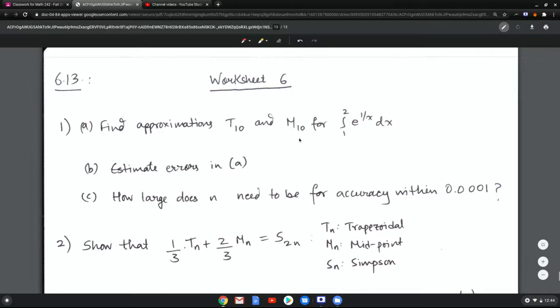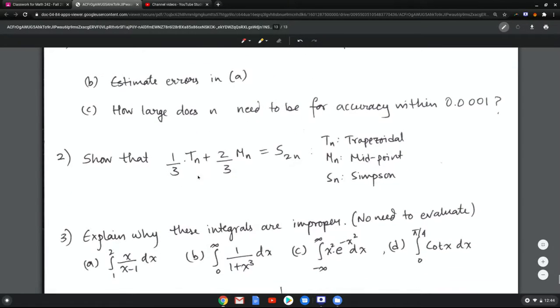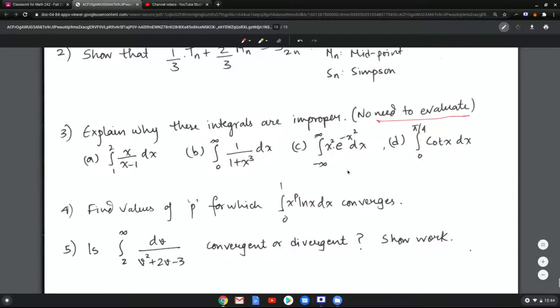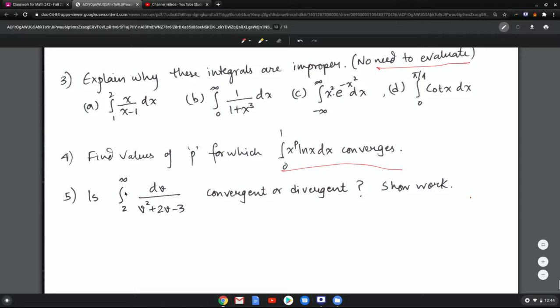Worksheet: find approximations T10, M10 for this function, estimate the error, and how large does n need to be for the accuracy. Show that in the formula, 1/3 of the trapezoidal plus 2/3 of the midpoint is actually the Simpson rule for 2n. Explain why these are improper. No need to evaluate. Important. Find the values of p for which x to the p ln x converges, similar to the problem we discussed before. Is this integral convergent or divergent? Show work. Okay, this is an improper integral because it goes to infinity, so you have to figure things out. That's it.